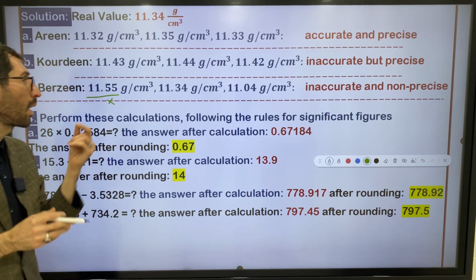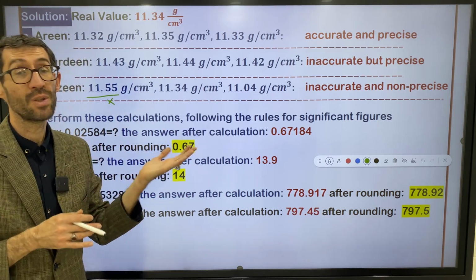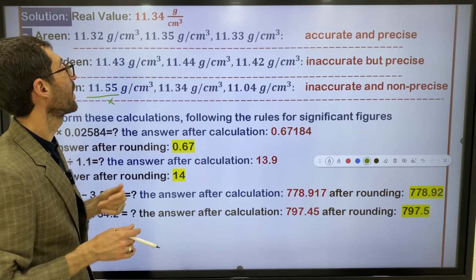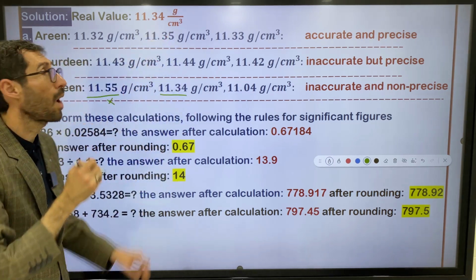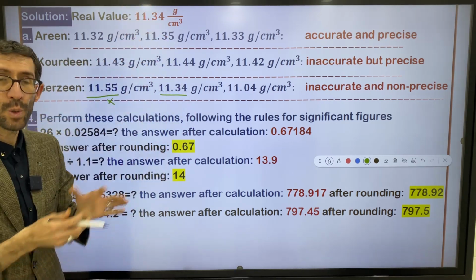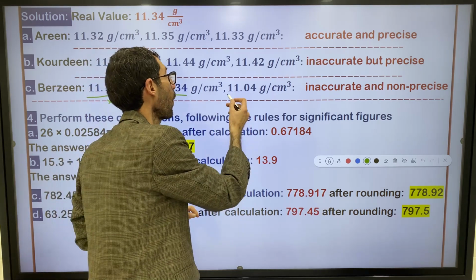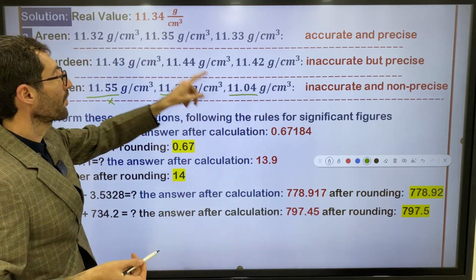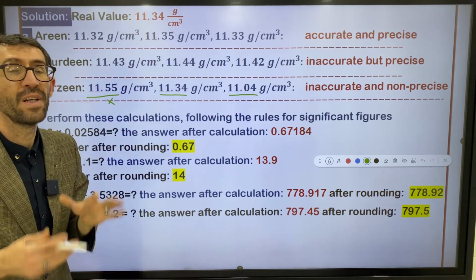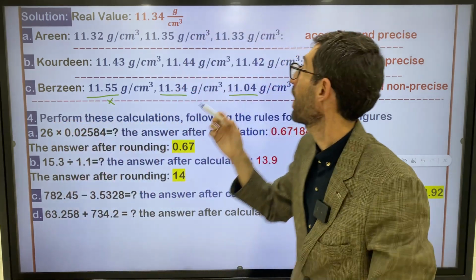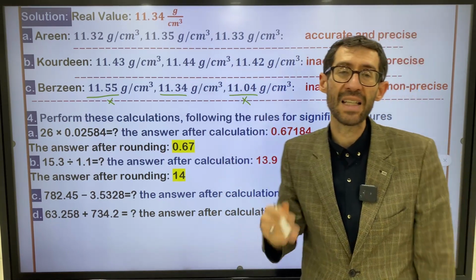But I told you only with one reading you cannot decide whether the reading is accurate or inaccurate. Let's study other readings. 11.34. It's the exact copy of the true value. That's why we accepted it, no problem. Let's move on to another reading. 11.04 is very, very far from the true value. That's why this reading is not accurate.